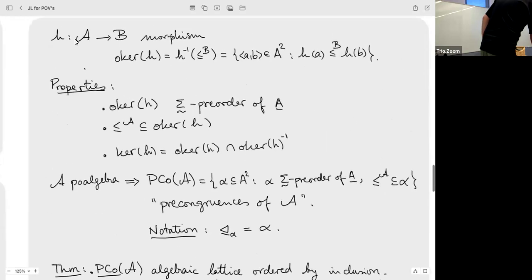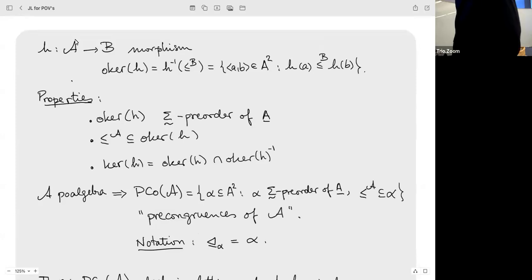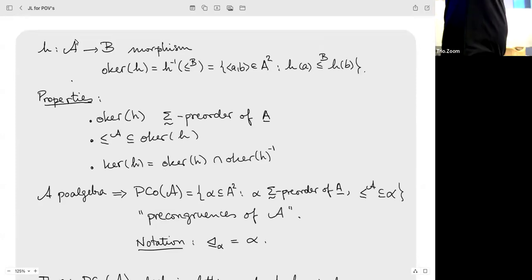Then what things can we prove about morphisms? We can define now what is the order kernel. The order kernel is going to be the pre-image of the order of B. Usually the kernel, the algebraic kernel, is the pre-image of the equality. Now here equality is going to be replaced with the order. So it is all the pairs of A so that h of a is smaller than h of a'.